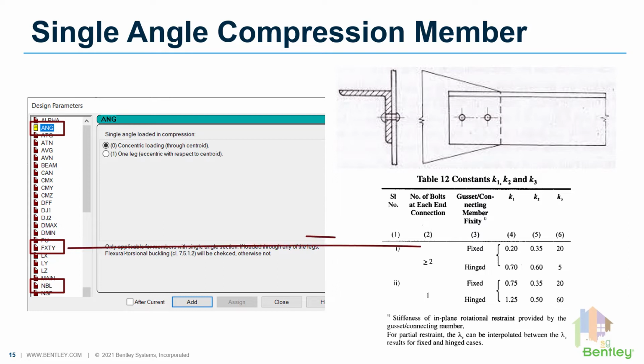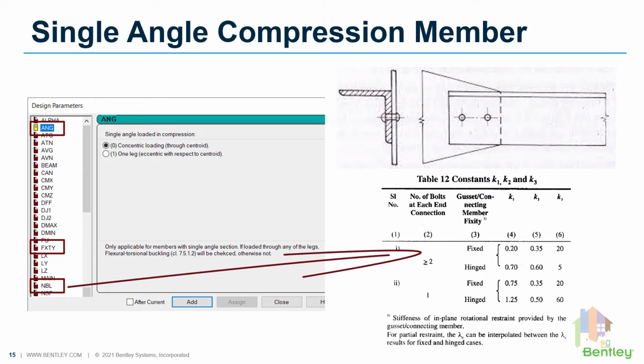The Fxty parameter is used to specify the end condition, fixed or hinged, and the NBL parameter is used to specify the number of bolts or welds at the end. Note that these parameters are applicable only for a single angle section and if the section is loaded through one leg.